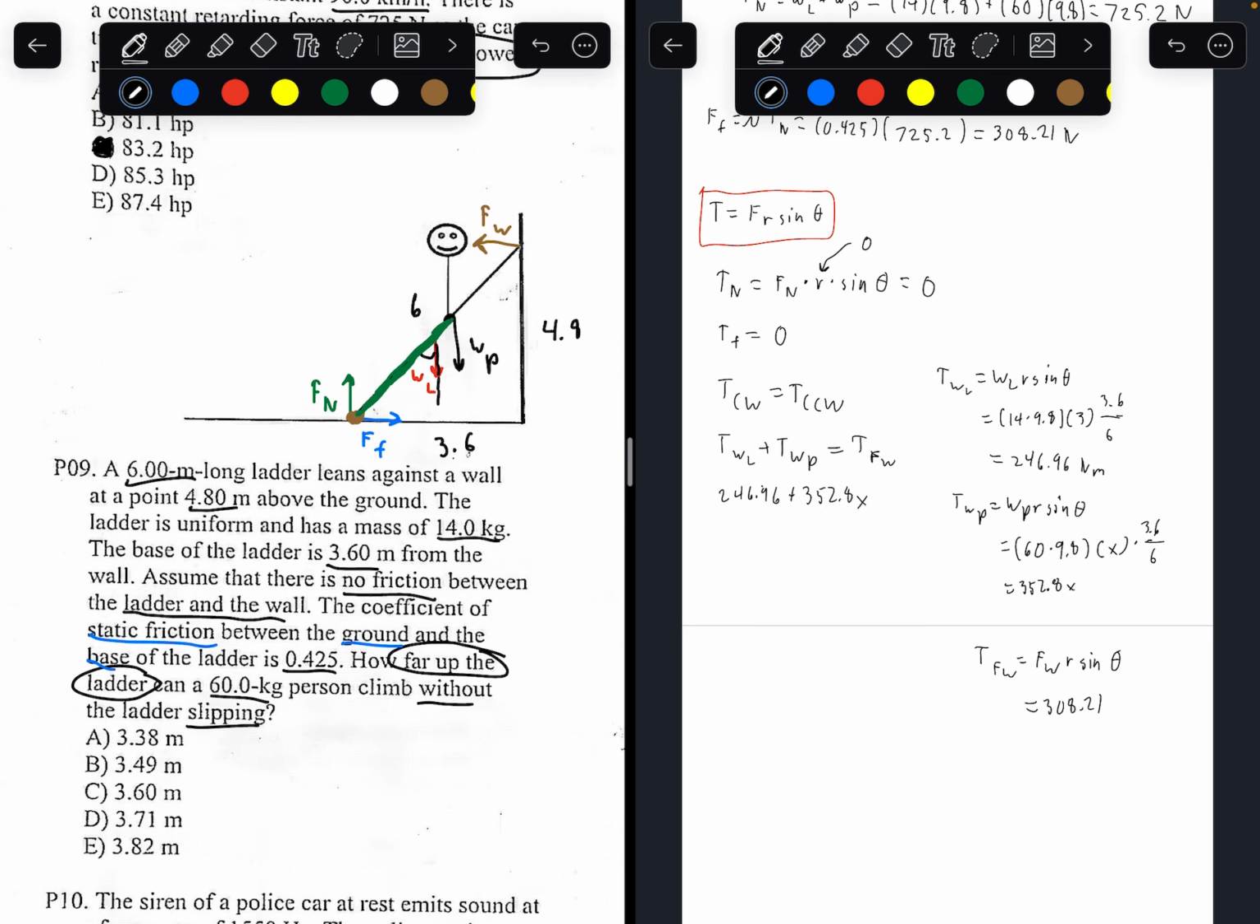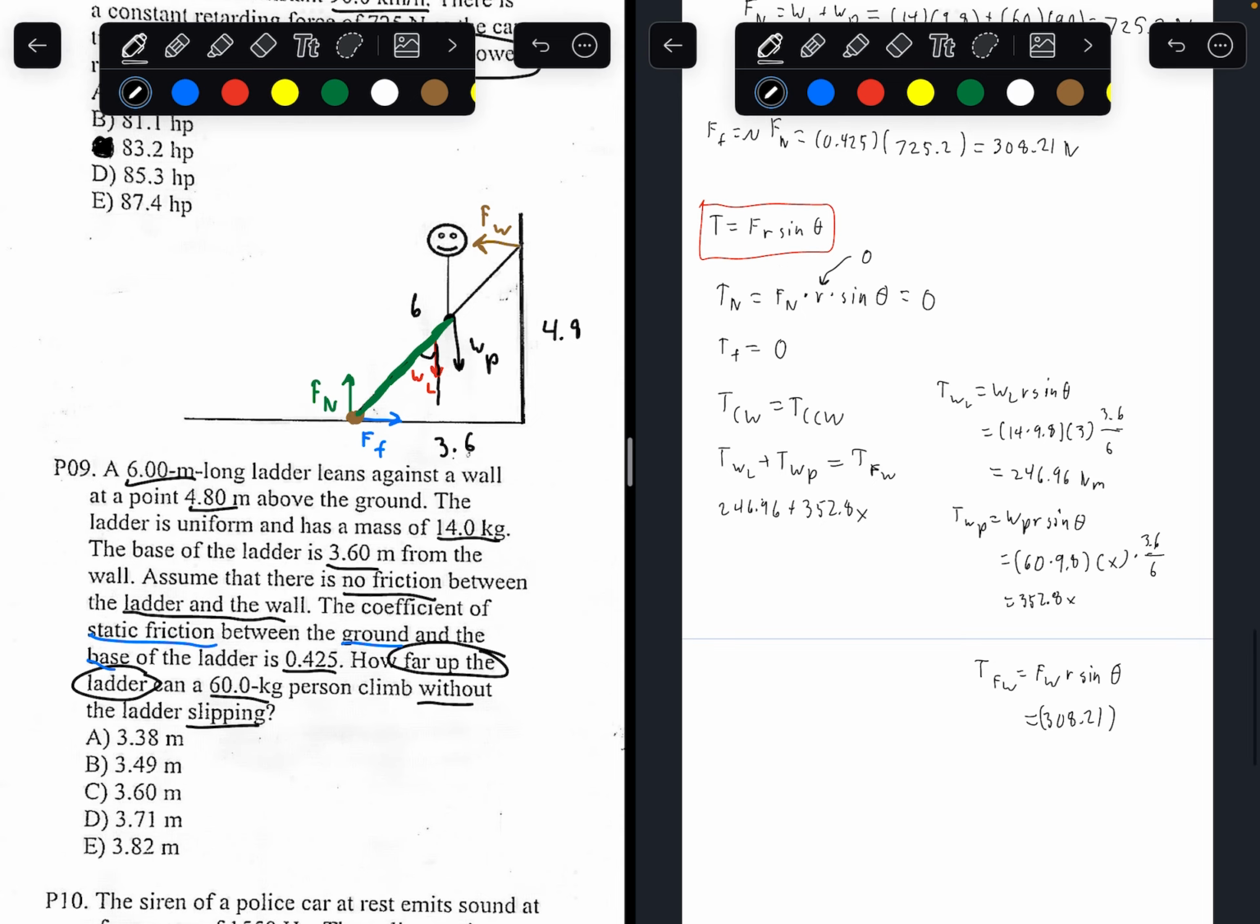308.21 newtons. Times the radius. What's the distance between the brown point and this new green arrow I'm going to draw? What's the difference between this brown point here and the force of the wall? That's the full length, 6 meters. So you would get force times the radius, times sine theta. What is sine theta?